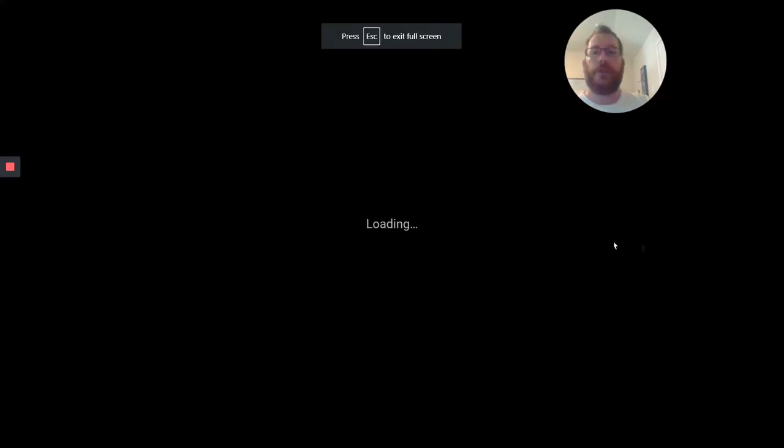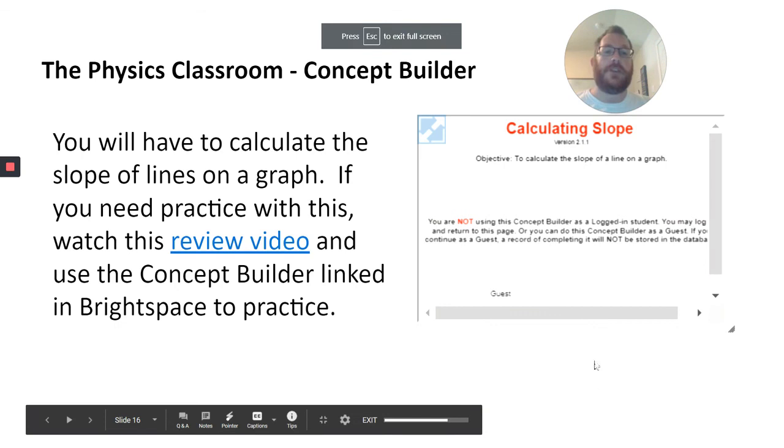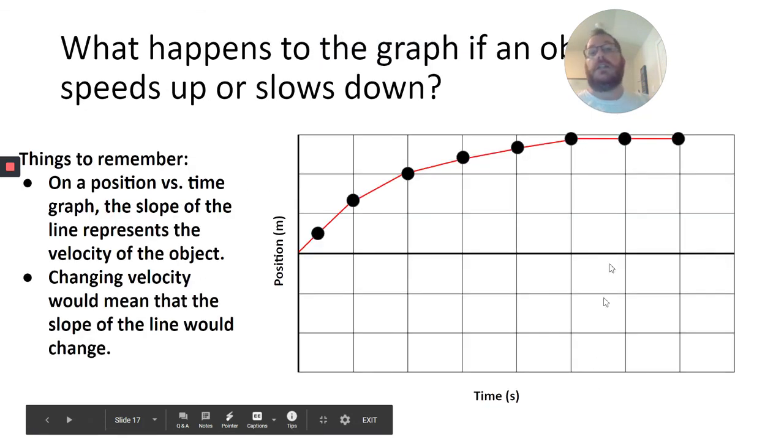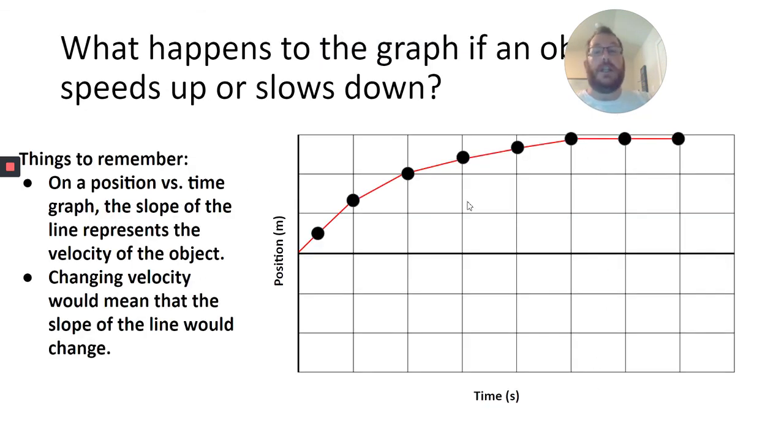Come back to our notes. The last thing is getting at the question that was in the toy car exercise that you did, and that is, what do you think the graph would look like if you were speeding up or slowing down, right? So two things that we need to remember is that on a position versus time graph, the slope of that line represents the velocity of the object.